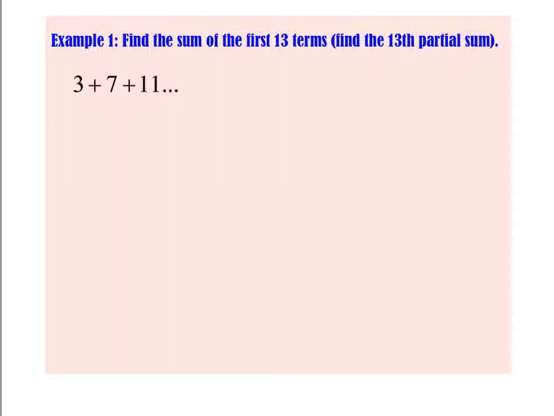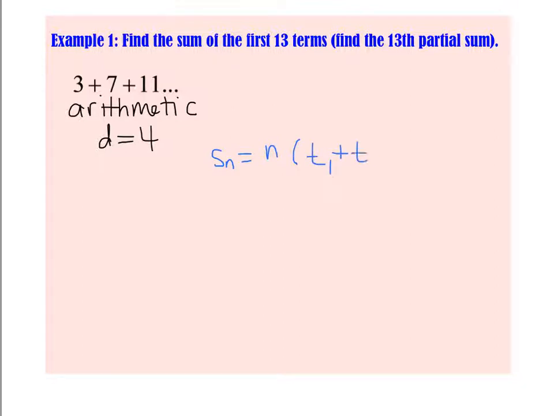So here we go. The first thing we want to do is determine, is this an arithmetic or geometric series? In this case, this is arithmetic because I can see that my common difference is 4. I'm adding 4 between each term. So the formula that I'm going to use that was on the first slide is Sn, meaning the sum up until the nth numbered term, is n times t1 plus tn all over 2. We're finding the 13th partial sum, so my n is 13.